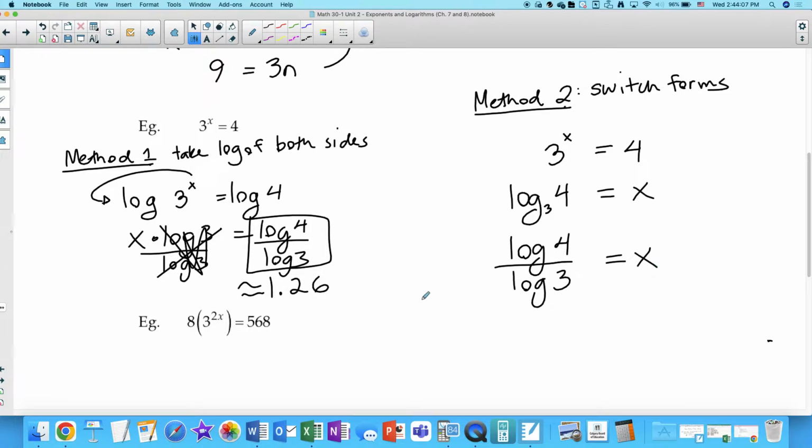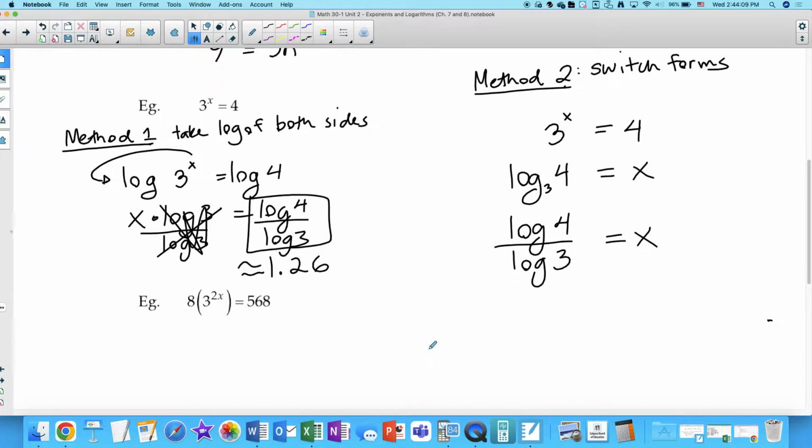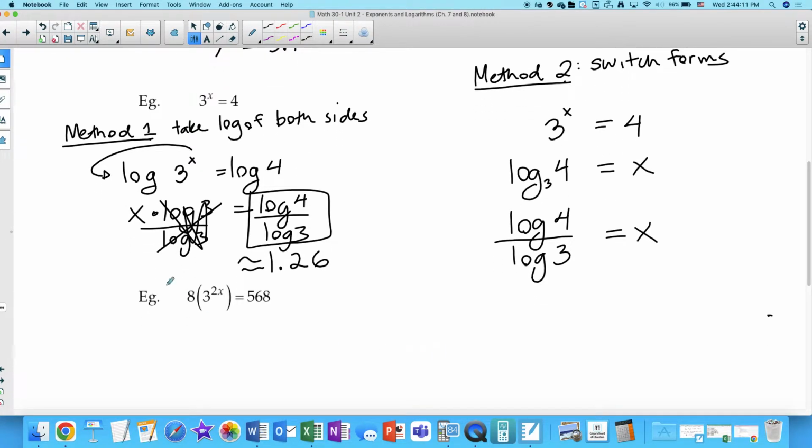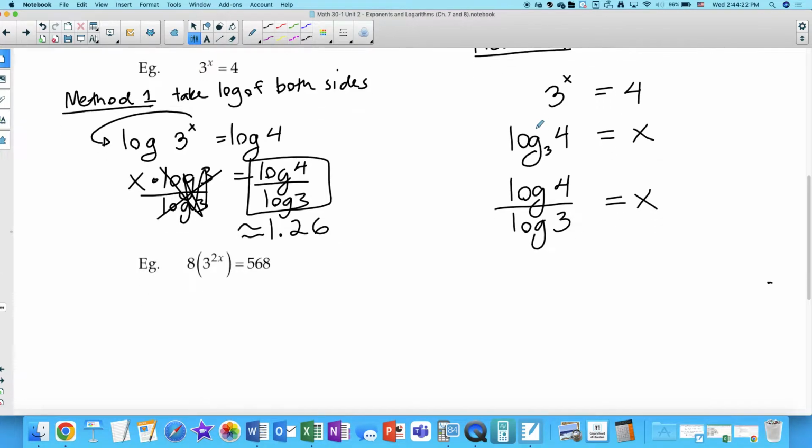Just curious, so far, how many people think they'd prefer doing it this way? Okay, how many people think they'd prefer doing it this way? Okay, cool. Some people just don't care, I guess.